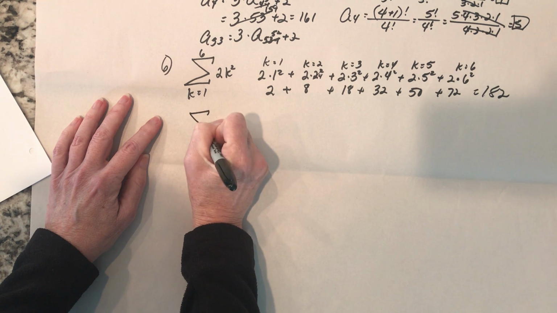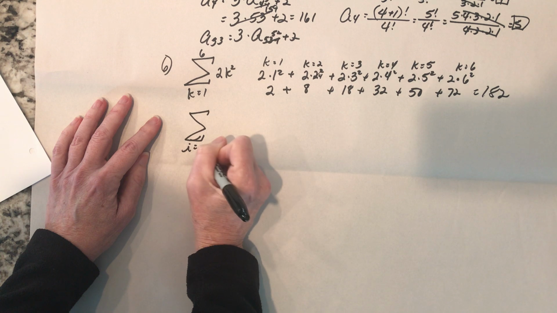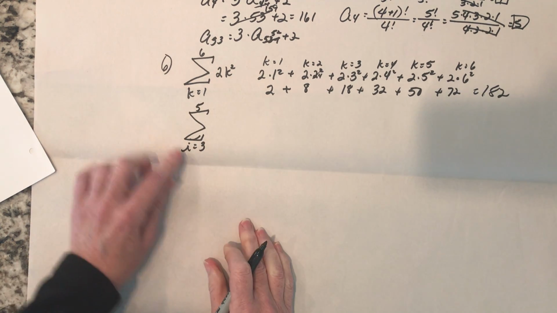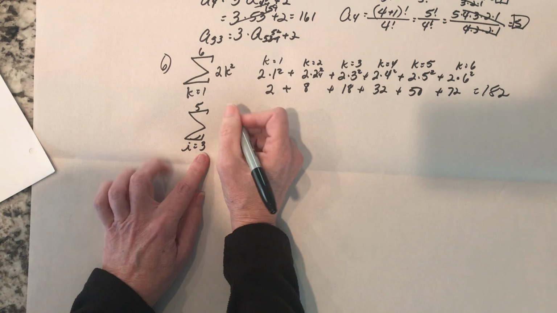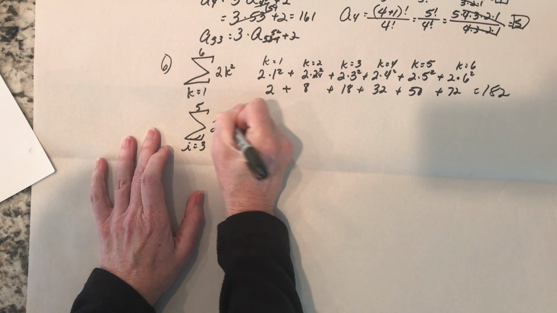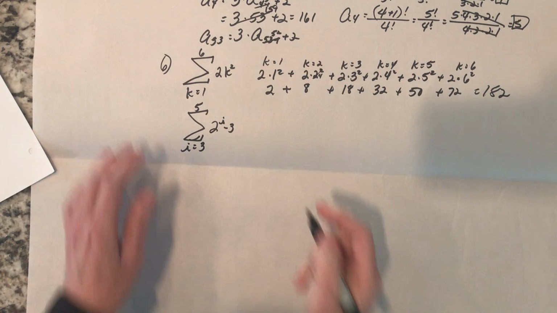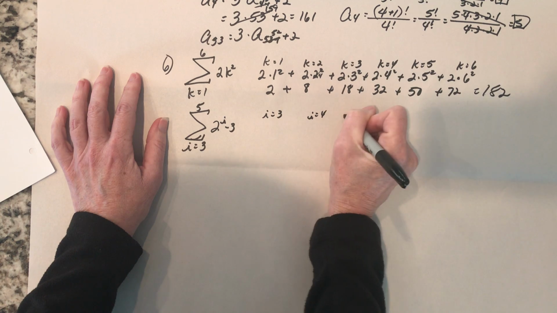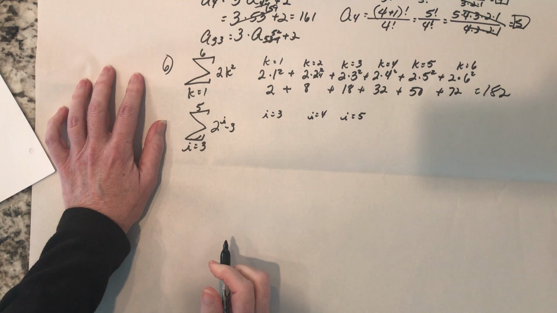Got a summation going on here. This time instead of k, it's i, no big deal. So i is the index of summation. We're going from 3 up to 5. So our i will be a 3, then a 4, then a 5. The formula we're using is 2 to the i minus 3. So we need where i equals 3, we'll do where i equals 4, and we'll do where i equals 5, going from 3 to 5 for i.